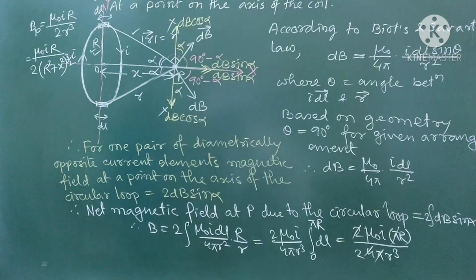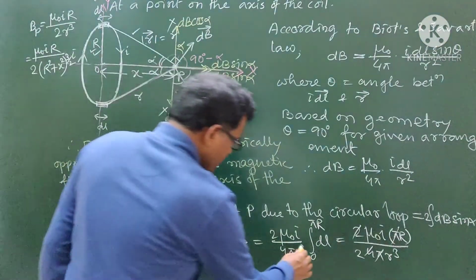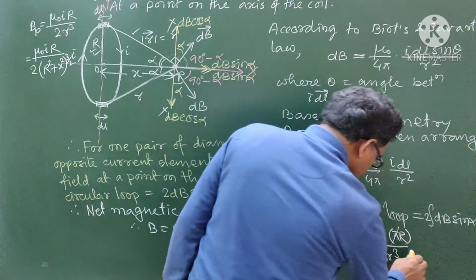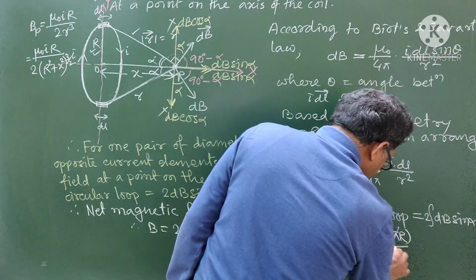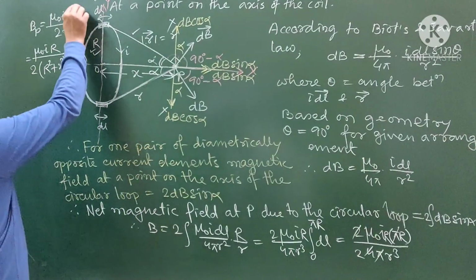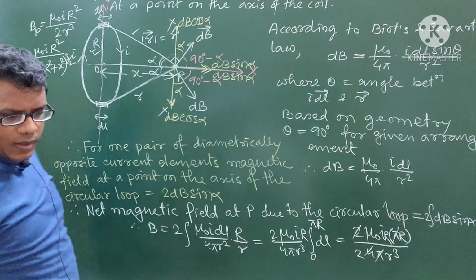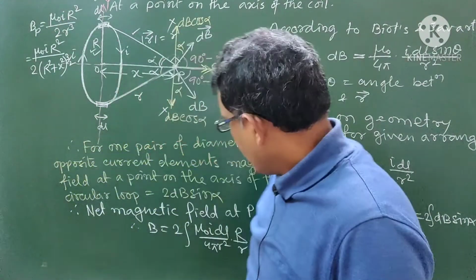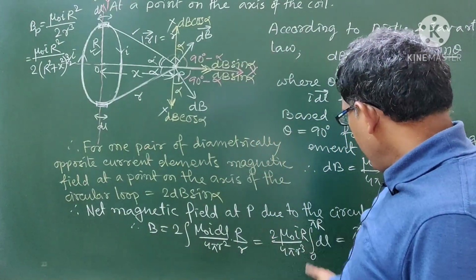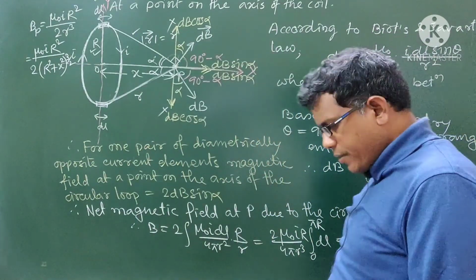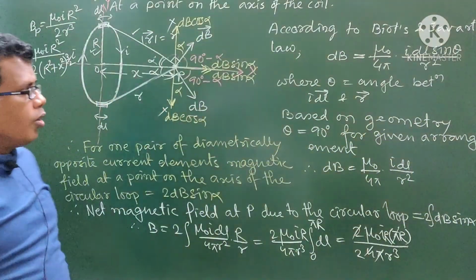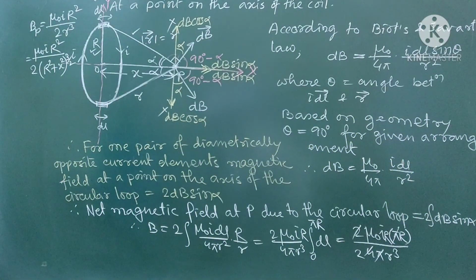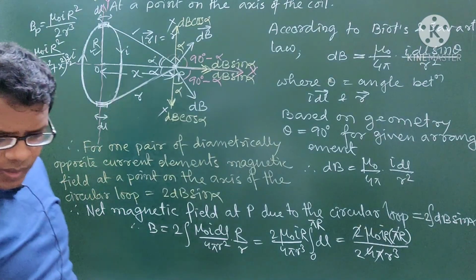Oh, I have missed one capital R here, right? So there will be one more R, so capital R square will be there. Yes, I missed out one term of capital R. So it will be mu naught I into capital R square divided by 2 into capital R square plus x square to the power 3 by 2. Is that fine? Is it okay?